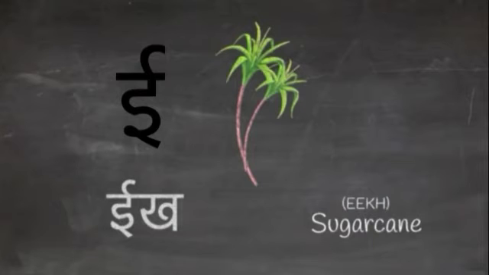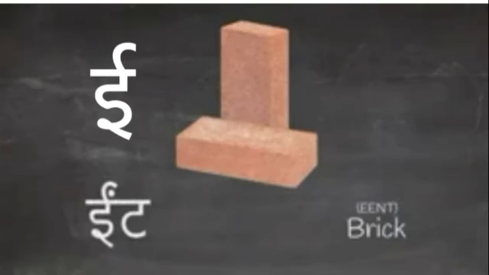Children, first example, E says eek. Eek means sugar cane. Next example, E says eent. Eent means brick.